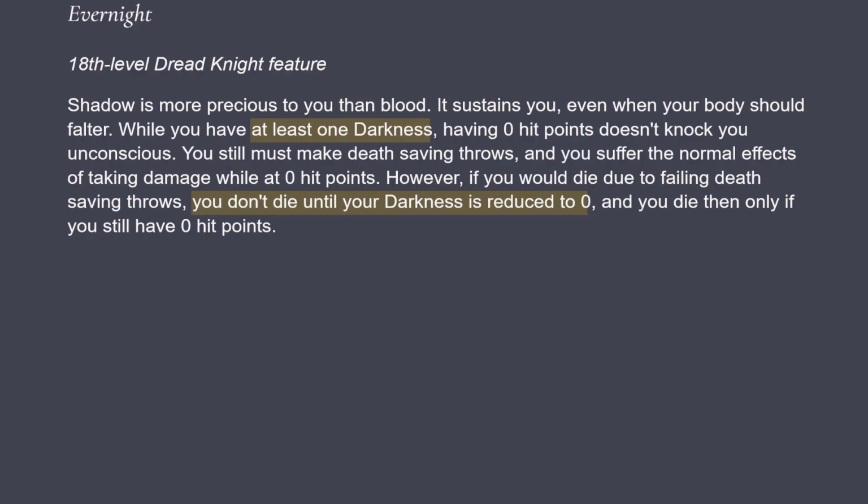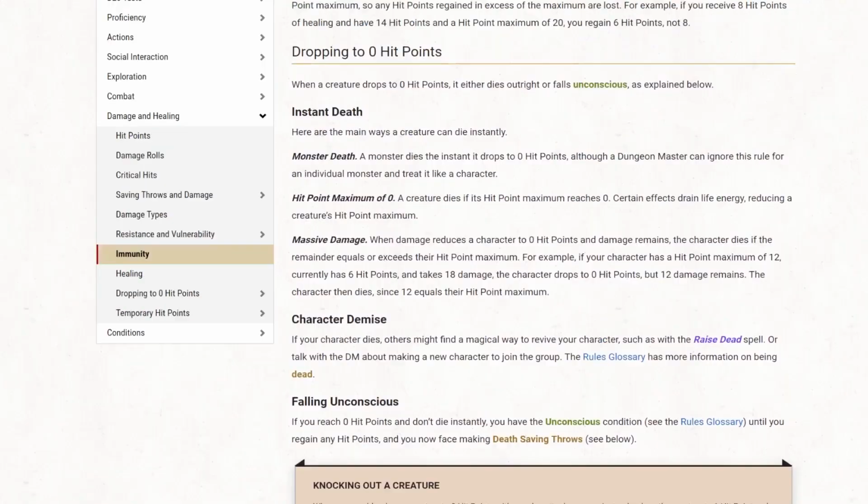I mean, I know it's kind of like the subclass capstone, so it's supposed to be really awesome, but this is maybe a little too offside from some other stuff that you can get, because it says you still make death saves and you suffer the normal effects of taking damage while at 0 hit points. So like, I think what they're trying to say is hitting you can crit for 2 death saves. Like, you still take death saves. All right, let's double check.